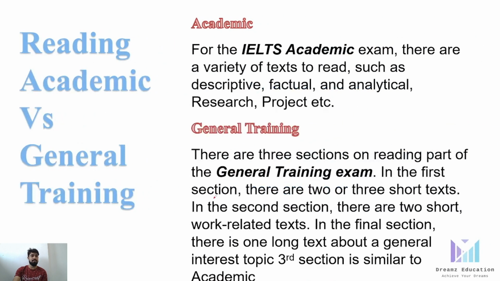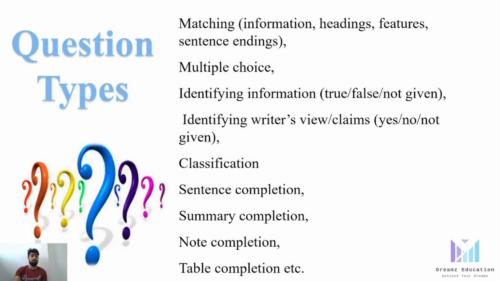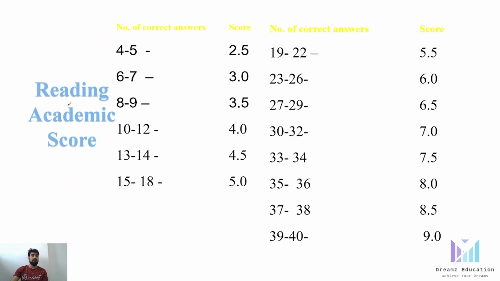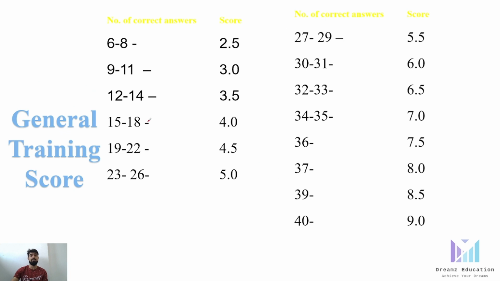But there is a difference when it comes to the marking criteria, which I will show you now. For example, this is the academic reading score. You need a band score of 7. So you need to score 30, 31 or 32 out of your 40 questions. If you score 30, 31 or 32, you will get a band 7. Whereas for general reading, you need to score 34 or 35 to get that same band 7.